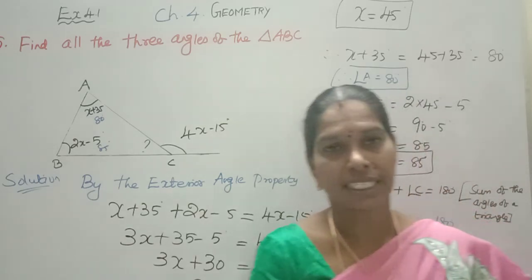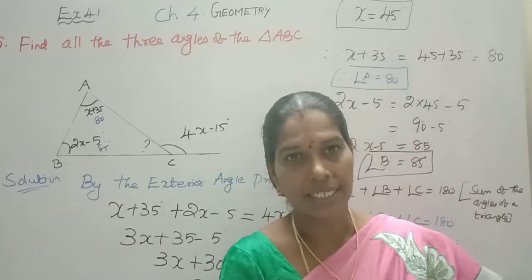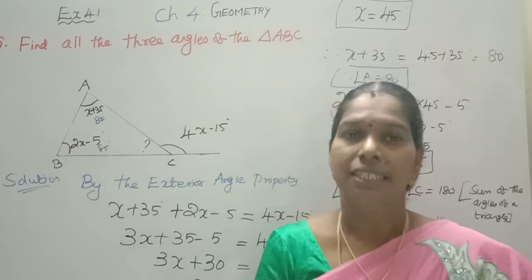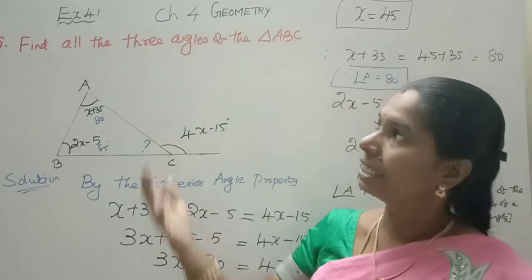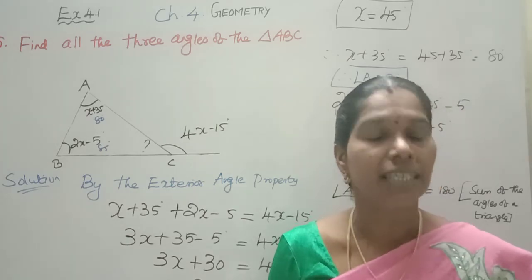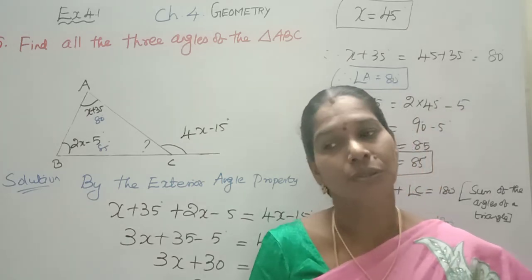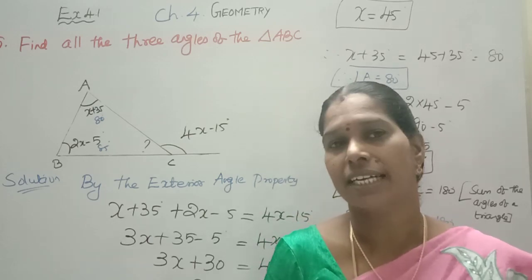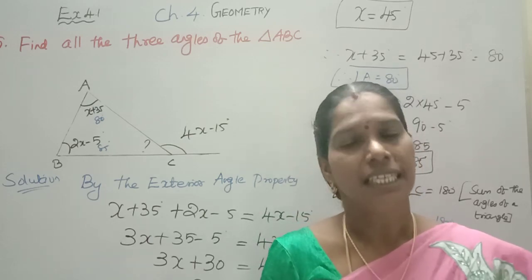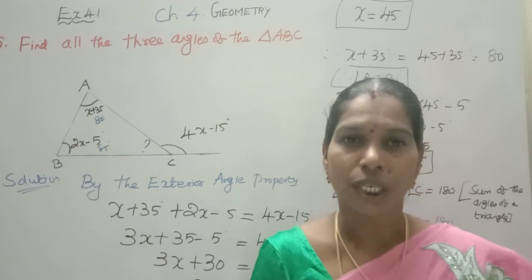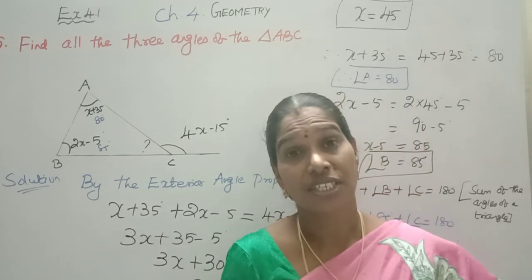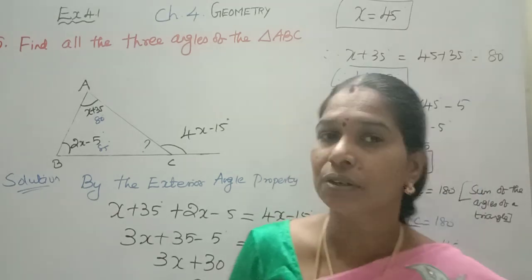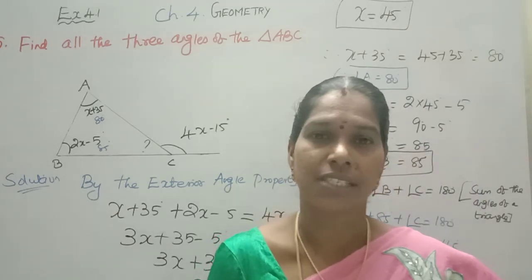Children, now we have finished exercise 4.1 based on the properties: types of angles and transversal, and the exterior angle sum property. I will do the remaining sums later. First we have to study the congruence of triangles. Next week we will study congruent triangle properties and which triangles are said to be congruent. After that we can finish the remaining sums in exercise 4.1.